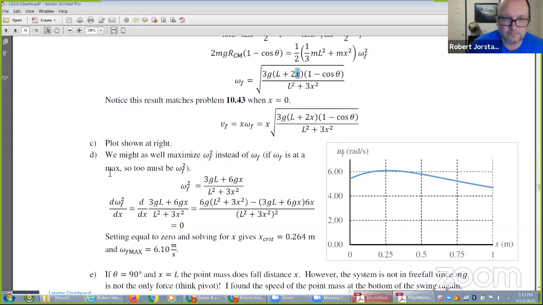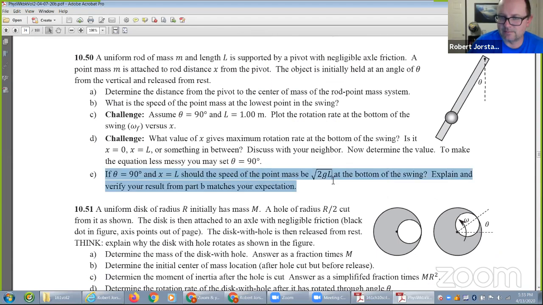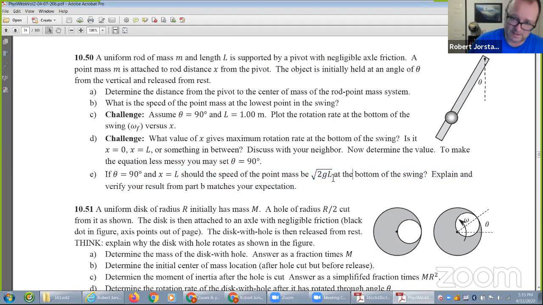All right. And then I bet you could understand part E right now. Should the speed of the point mass be square root of 2gL at the bottom? No way. This is not a free fall problem. Again, what am I saying? This question: should it be square root of 2gL at the bottom? This is not true at all, for two reasons.